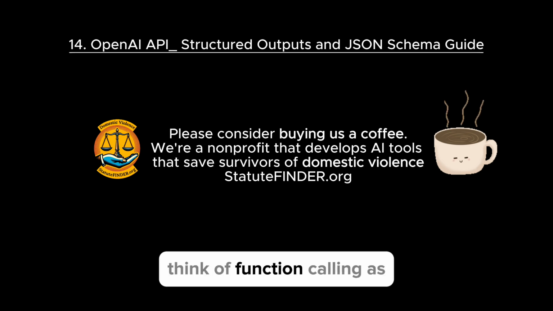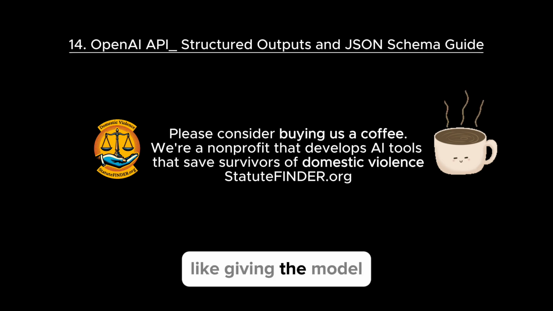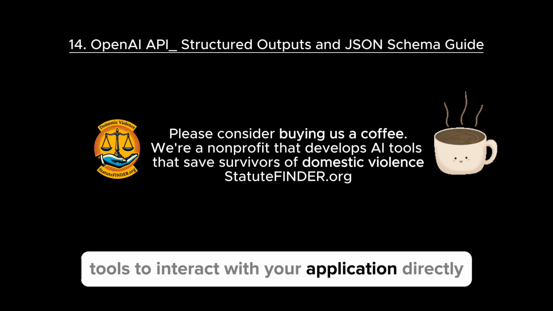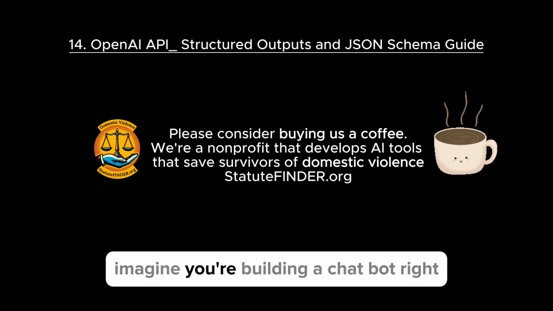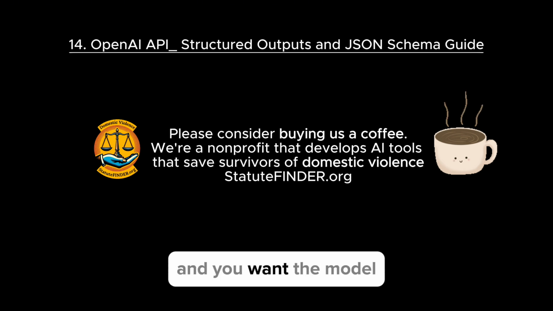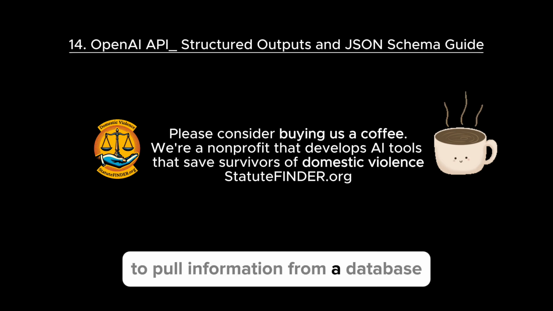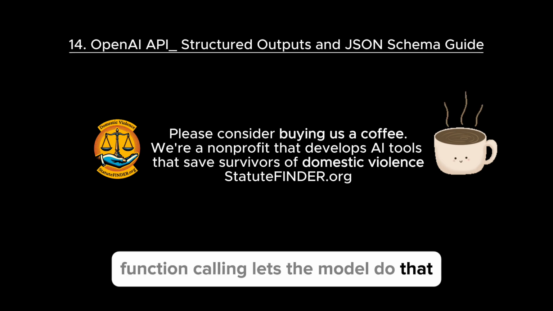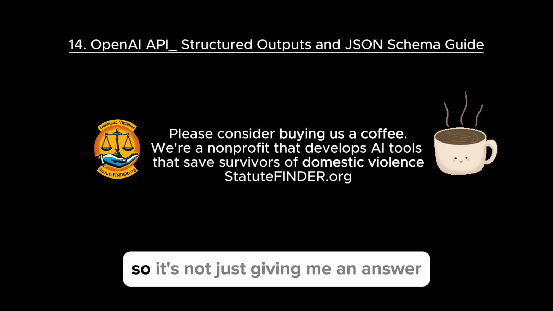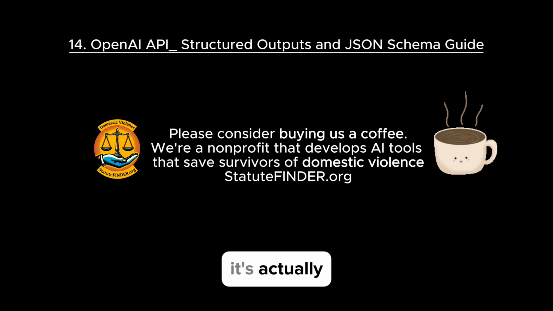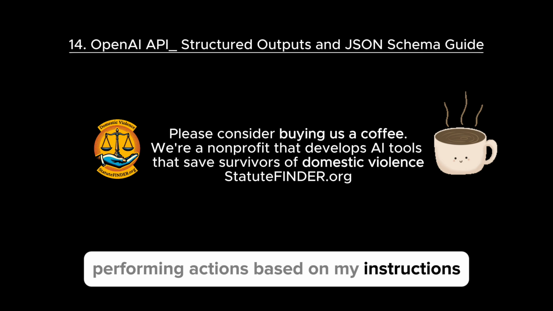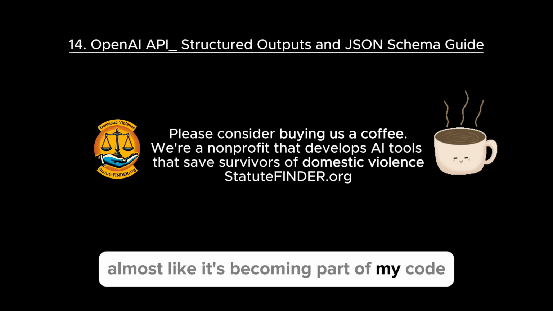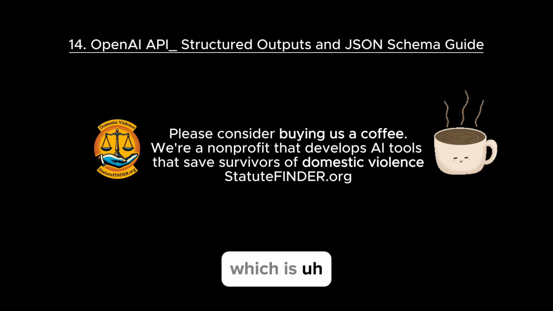Think of function calling as giving the model tools to interact with your application directly. Imagine you're building a chatbot, and you want the model to pull information from a database based on what the user's asking. Function calling lets the model do that behind the scenes. Oh, wow. So it's not just giving me an answer. It's actually performing actions based on my instructions, almost like it's becoming part of my code, which is pretty powerful.